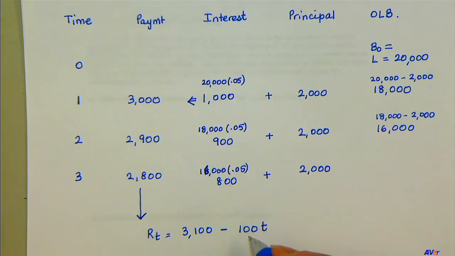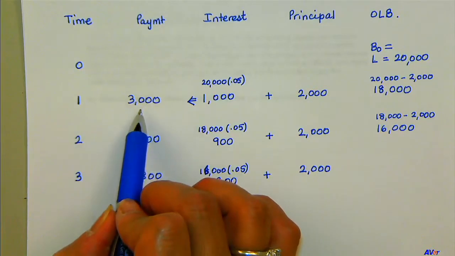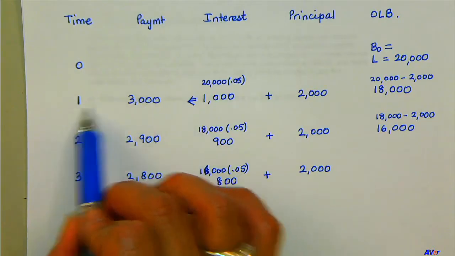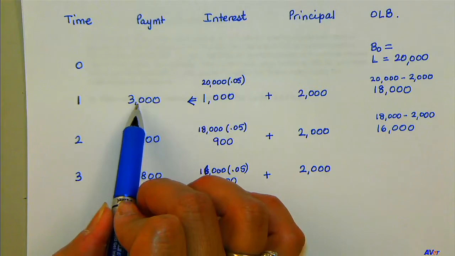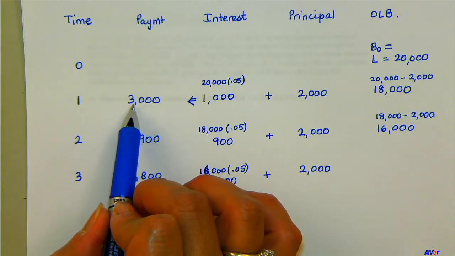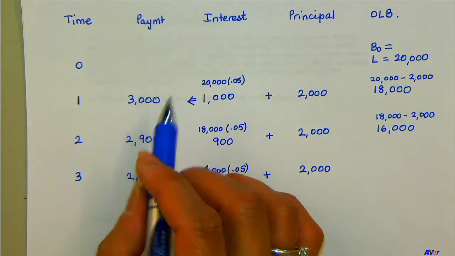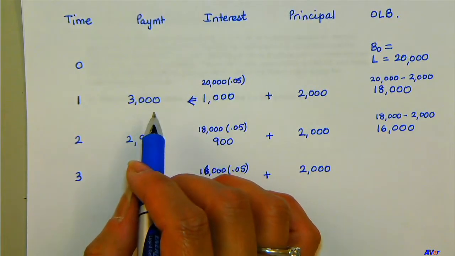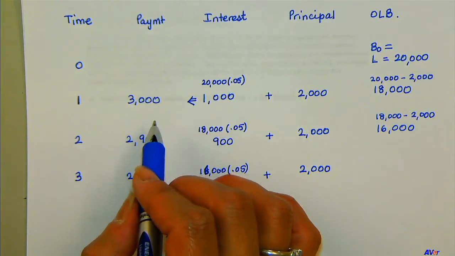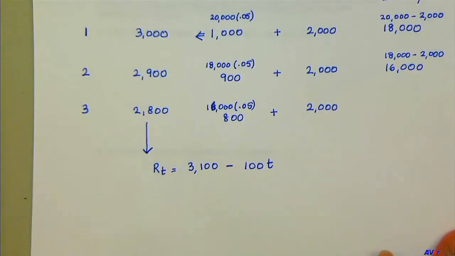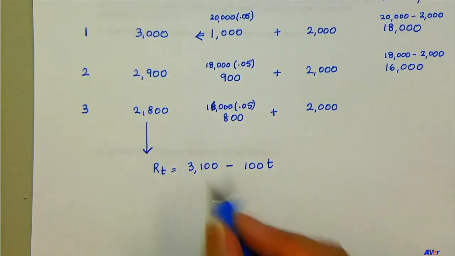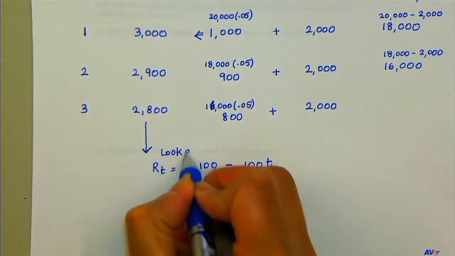Matthew, what's the matter? Wait, why does it start with 3,100? Because at time 1 it's 3,000. That means 1 times 100 has already been subtracted from some amount. At time 1 you took away 100 from something. What could you have taken away 100 from? 3,100, like that. Okay, so I'm going to just say look at payment column.